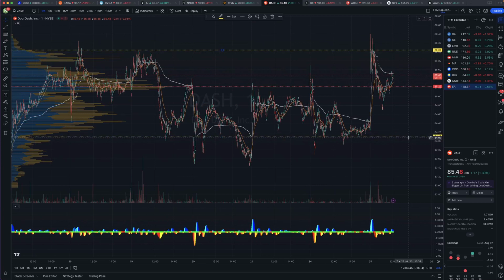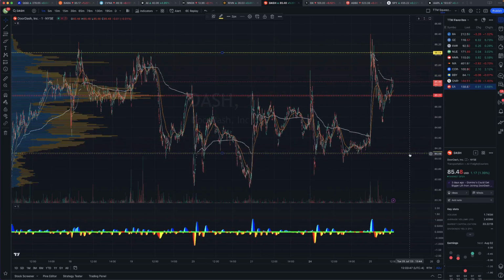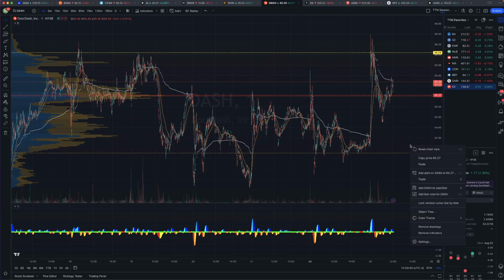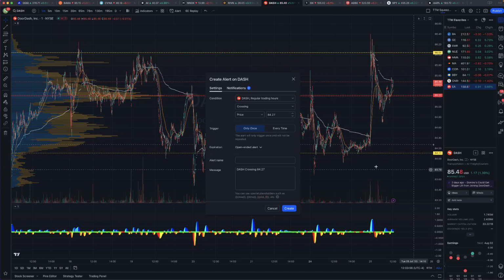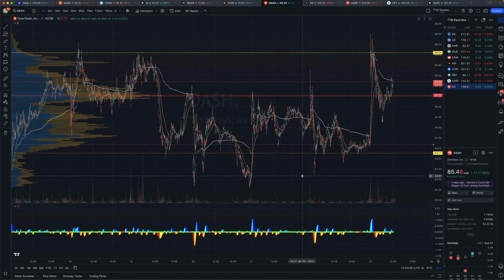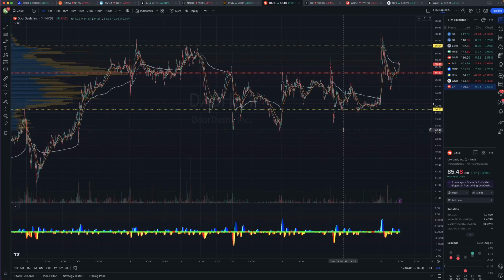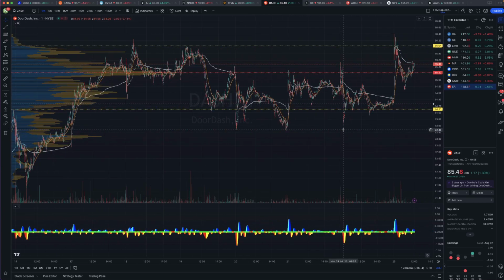I'd love to pick this up down here at 84.10 area. I'm going to set an alert a little higher than that, if it ever comes down into that. And if this goes, it goes, right? I'm going to miss it, and that's okay.